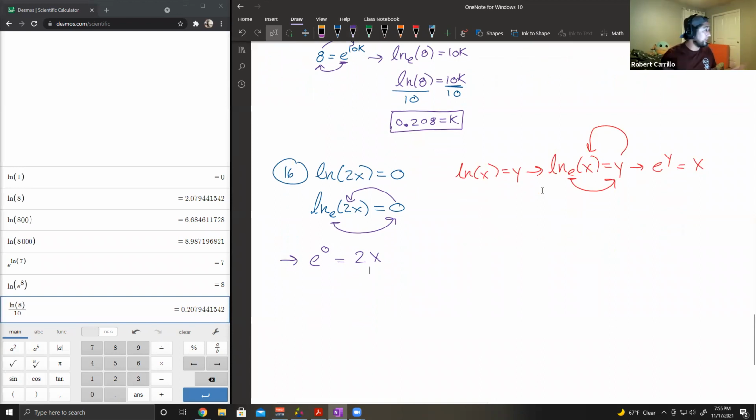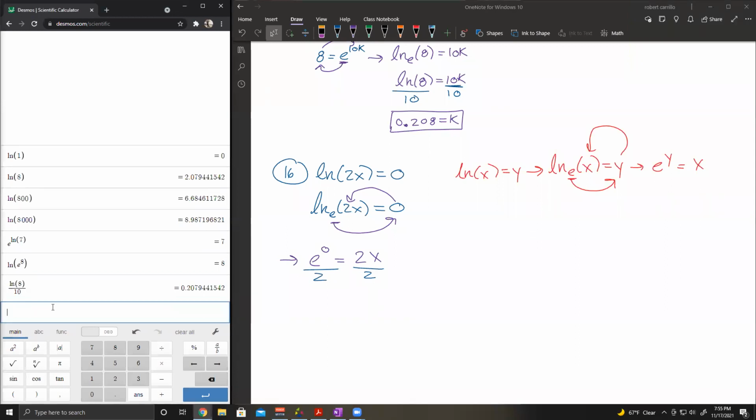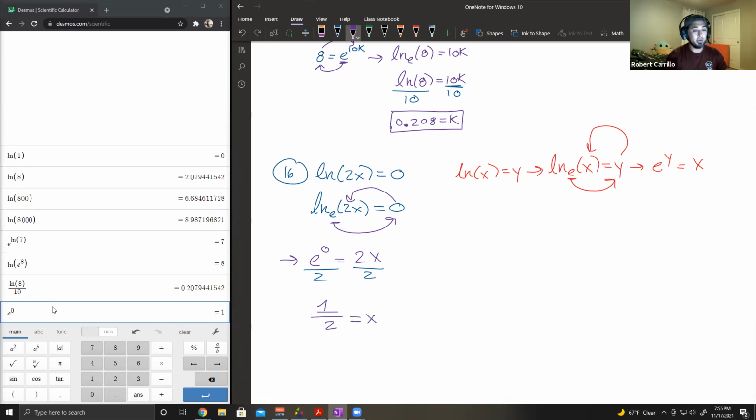Okay, now we have a much simpler equation to solve. All we have to do is solve for x, so we will divide by what number? 2. We divide by 2. Does anybody know what e to the 0th is? Or what is anything raised to the 0th power? 1. Good. So e to the 0th becomes 1. That becomes 1 over 2. And x equals 1/2. Not bad.